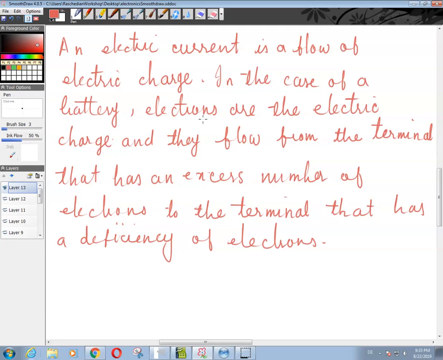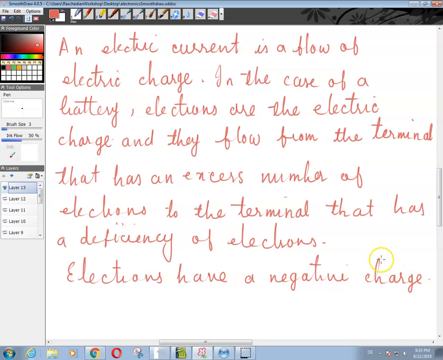Now, because electrons have a negative charge, basically, they actually flow from the negative terminal and return to the positive terminal.